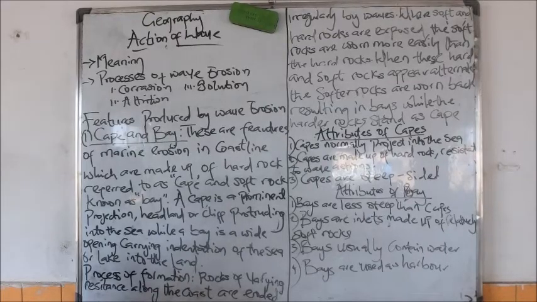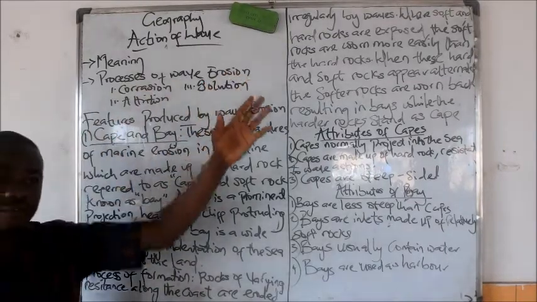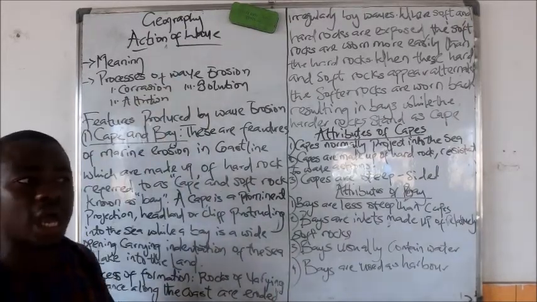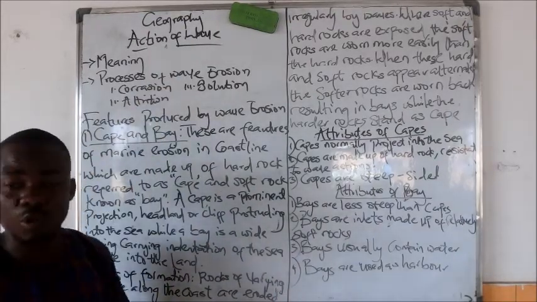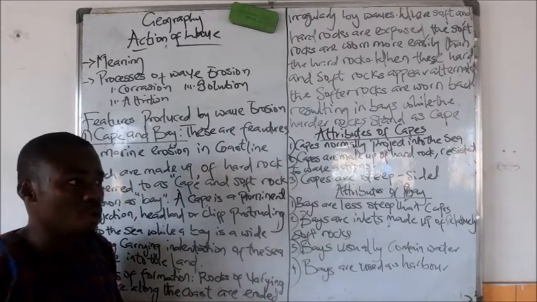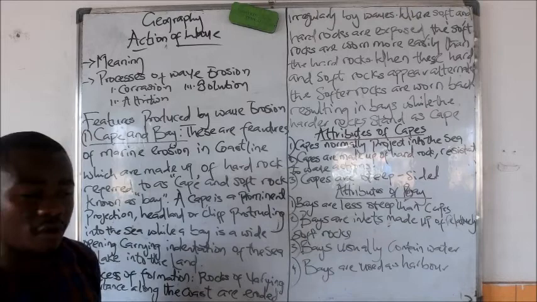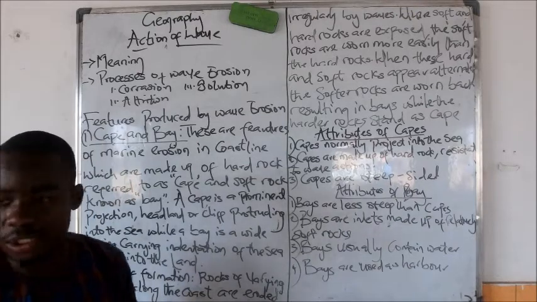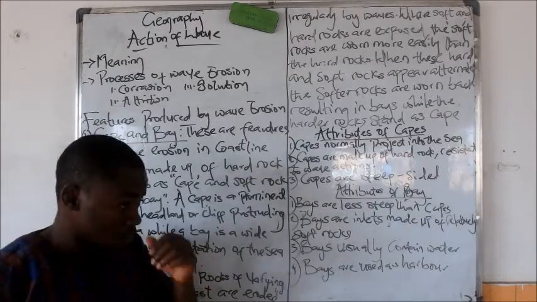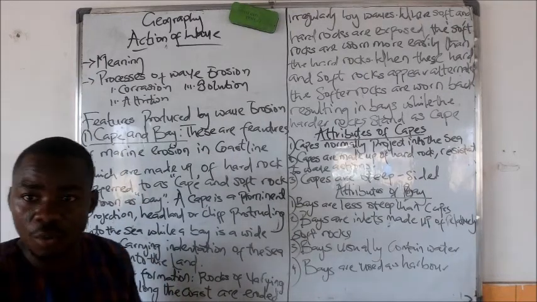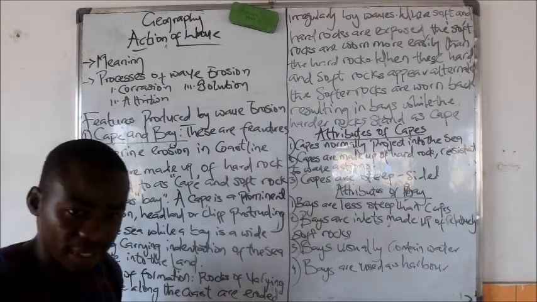Okay, this afternoon we're looking at action of wave. That means wave in action. What do we mean by wave? Wave occurs when a particle of water oscillates. What do we mean by water oscillating? What we mean is that there is to and fro movement of water particles.